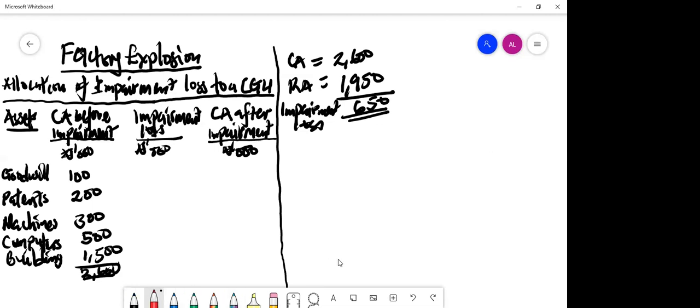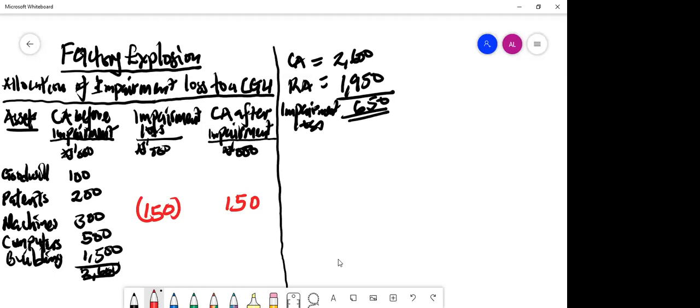I will now go to machine. You are obviously impaired. They said half has been blown to pieces, so I will reduce you by half, okay? So that I can have 150 here, because they said the other half can be sold for at least their carrying amount. That is what they mean by impaired, obviously impaired asset.